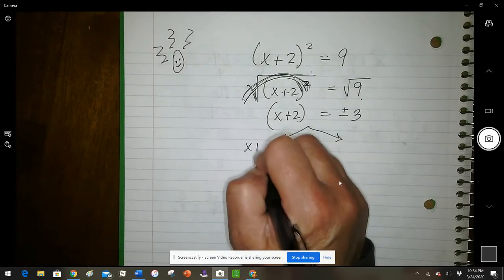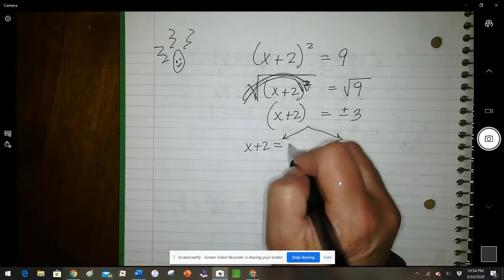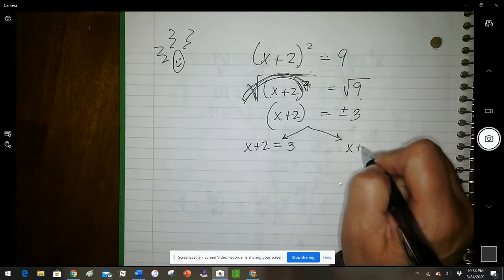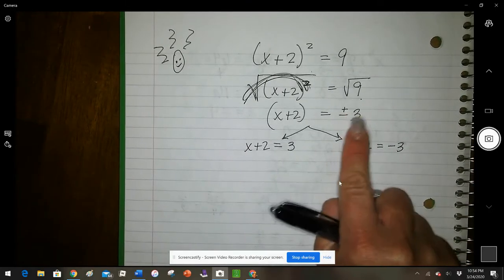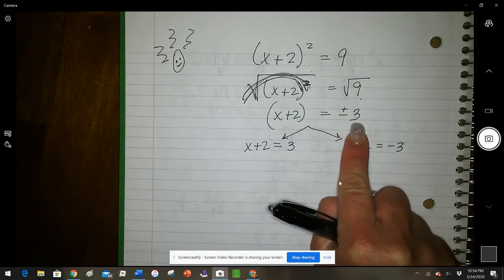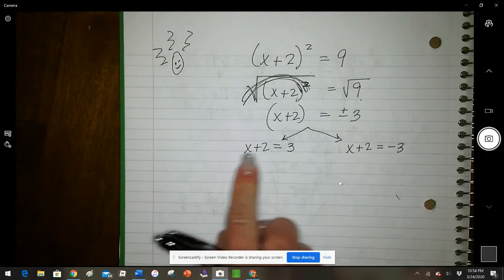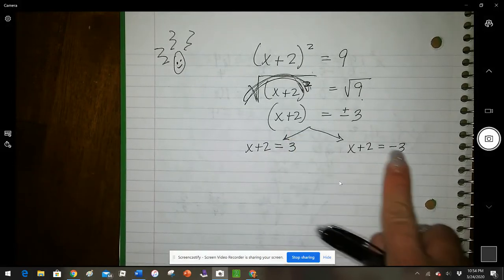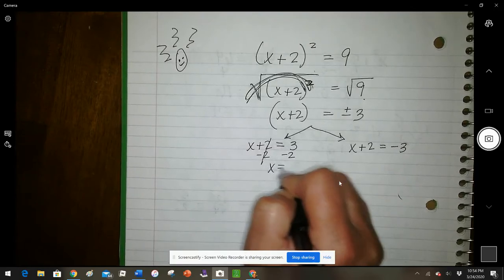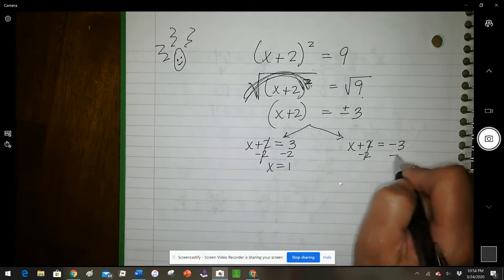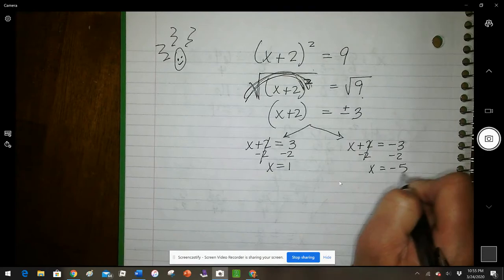Remember, I'm going to have my bubble: my x plus 2 equals positive 3, and my x plus 2 equal to a negative 3. Because remember, the square root of 9 is two possible answers. So here it is equal to positive 3, here it is equal to negative 3. So when I subtract 2 from both sides, I get 1, and I get negative 5.